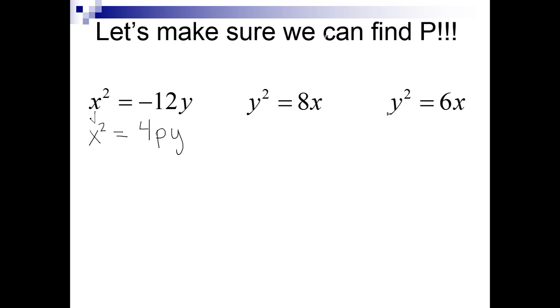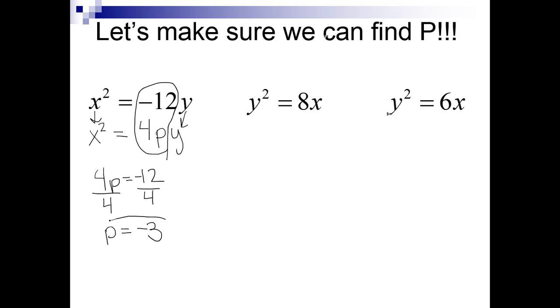So if you notice, my x squared's the same and my y is the same. The only things that are not the same are this 4p and this negative 12 here. So I need those two to become equal to one another. I'm going to set them equal. This is going to allow me to solve for p and get that p value that I want. So to get p alone, you would divide by 4. So I'm going to get p is equal to negative 3. That is going to help me later.